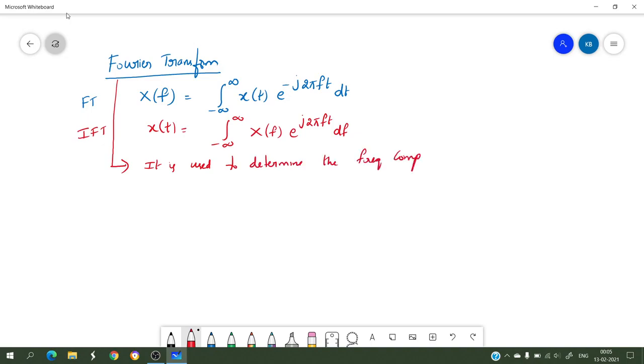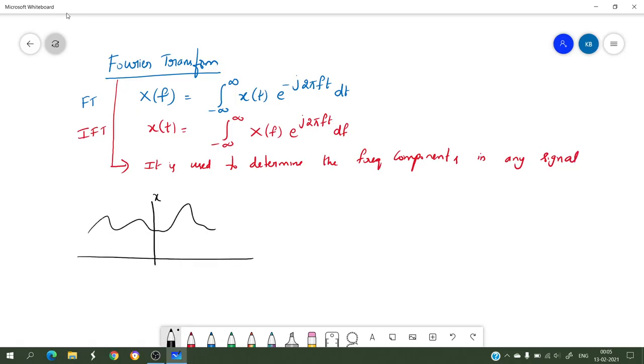So whenever we want to apply the Fourier transform for any signal, it is used to identify what are the frequency components present in the signal. So let us consider one deterministic signal like this, x(t), which is varying like this. If you want to find the frequency components present in the signal, simply you need to apply the Fourier transform for the given signal.